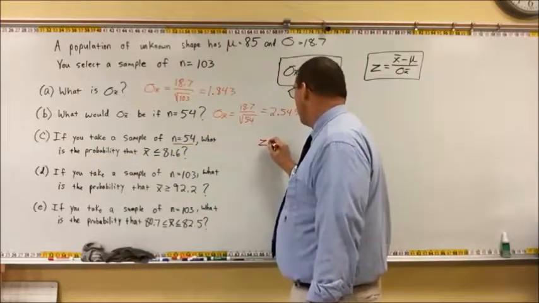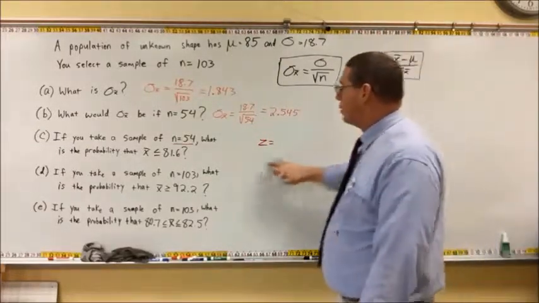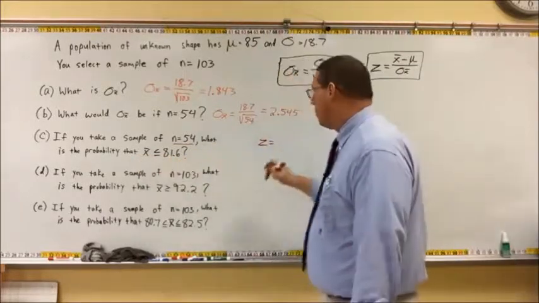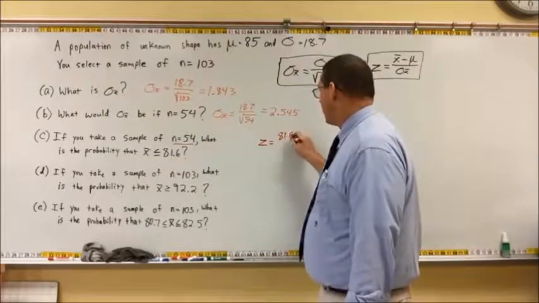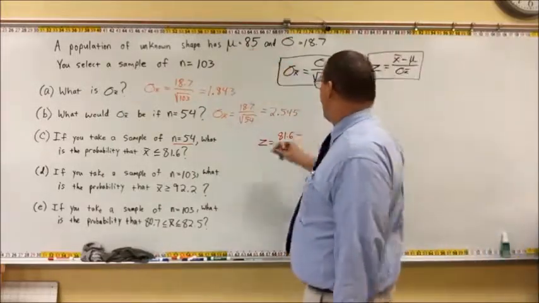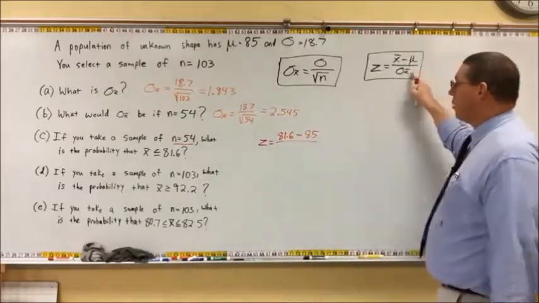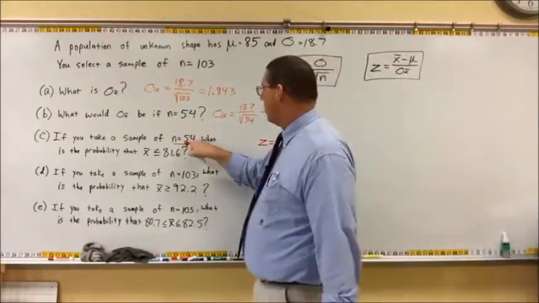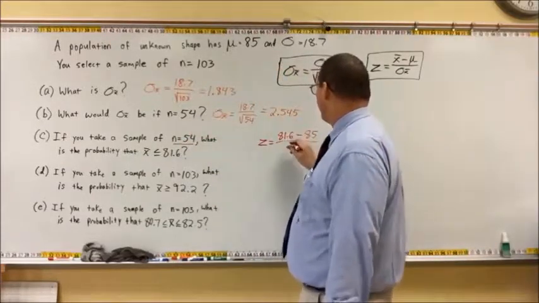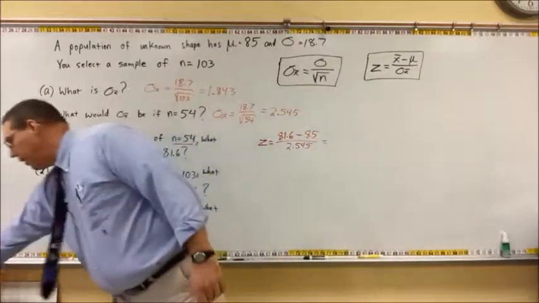So we got to calculate a z-score. So here's our z-score formula. Z is equal to x bar from the question. Well, the sample mean that's being asked about is 81.6, minus the population mean, which is 85, divided by the standard error. We need the standard error at a sample size of 54, which is right here, 2.545. So, grab a calculator.